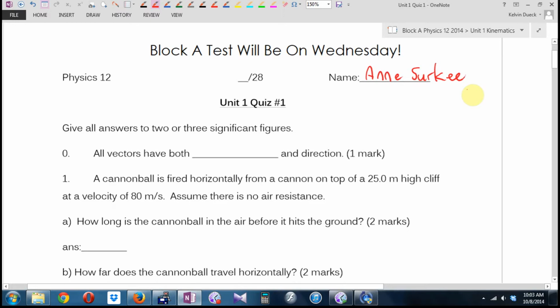Some of you, all vectors have both. Okay, folks, can we stop the chatter? Thank you. Magnitude and direction, 1 mark.